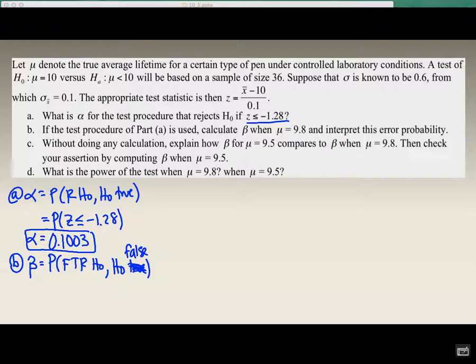Yes? Okay, so we are going to reject the null if (x bar minus 10) over 0.1 is less than or equal to negative 1.28. So if our test statistic is less than or equal to the critical value. If I asked you to solve for x bar, could you? Yeah? Okay, so I'm going to do it for you. If you solve, you find that you reject the null when x bar is less than or equal to 9.872.